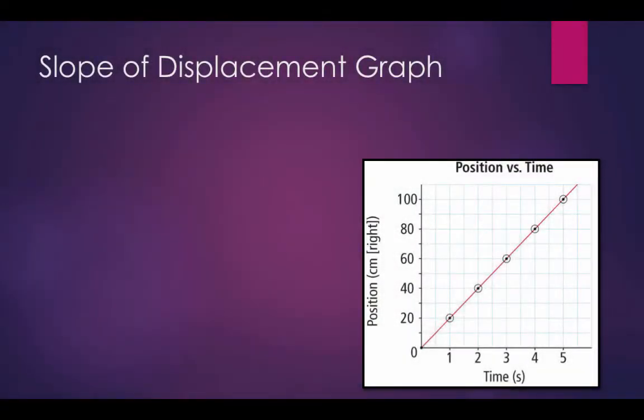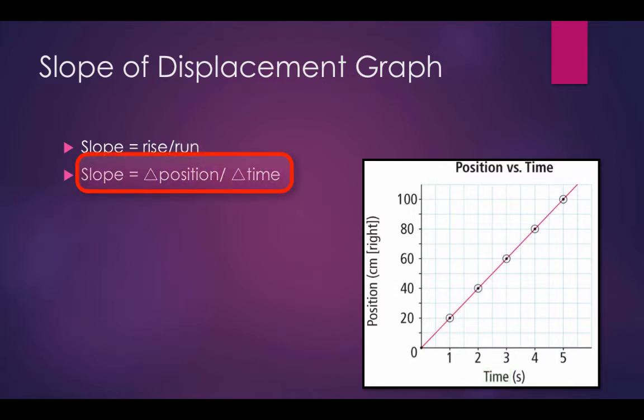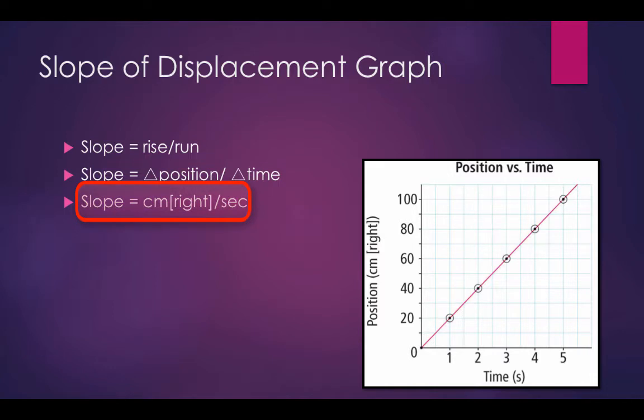Since the line of best fit is a straight line, we can calculate slope. Slope is rise over run. And if you look at the graph, you can see that rise is position and run is time, so slope is position over time. The unit for rise is centimeters to the right divided by time, which has the unit seconds. Centimeters per second is the unit for velocity. So slope equals velocity.